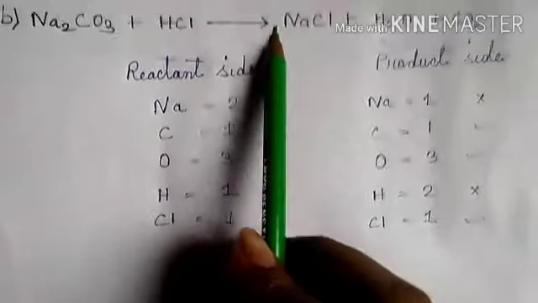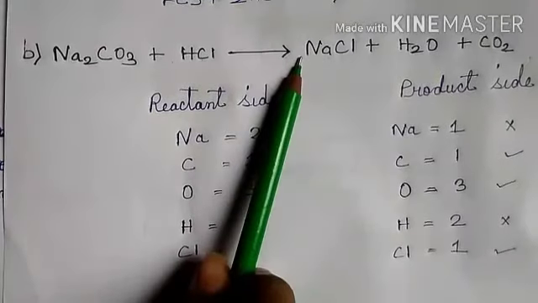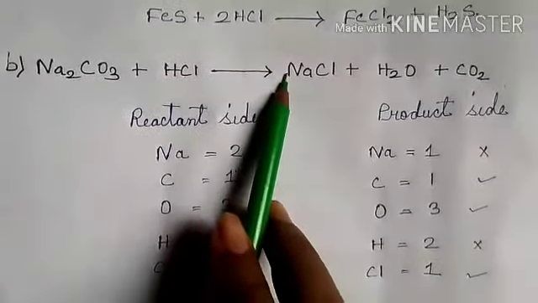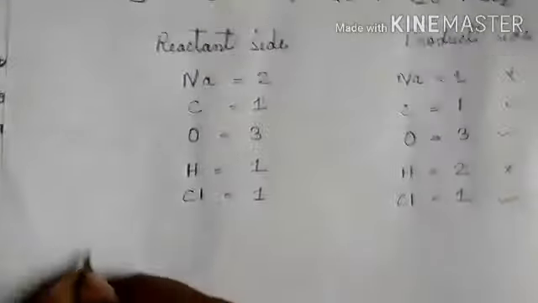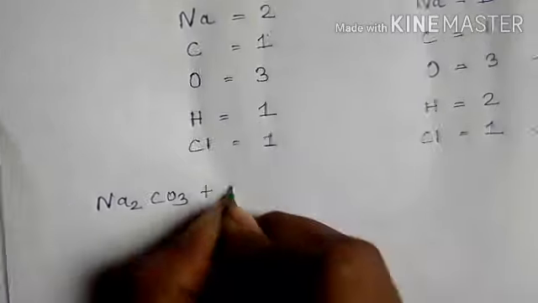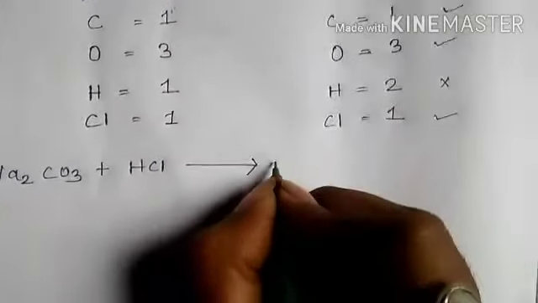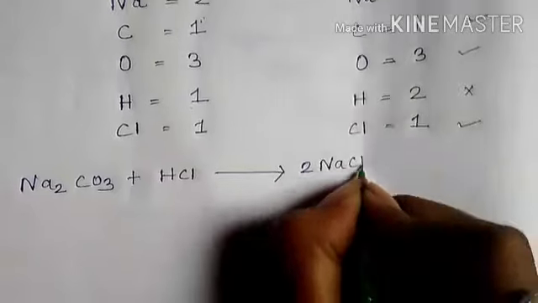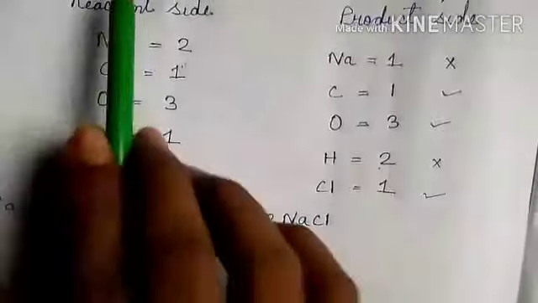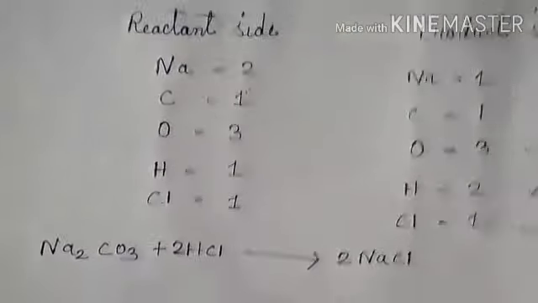To make it balanced, we will multiply NaCl by 2 on the product side to balance the sodium atom. So let's multiply. Na2CO3 plus HCl, and on the product side we write 2NaCl plus. Now see the hydrogen: there is 1 hydrogen atom on the reactant side and 2 hydrogen atoms on the product side.